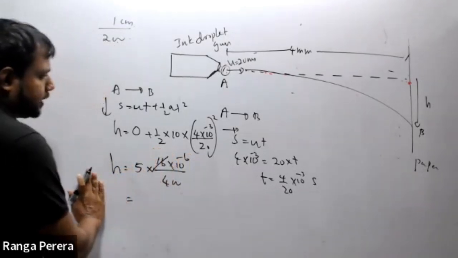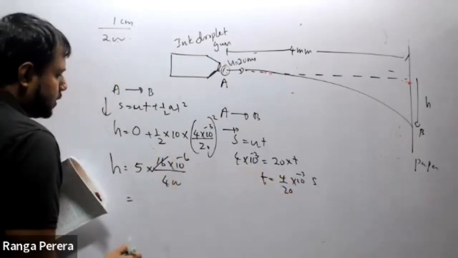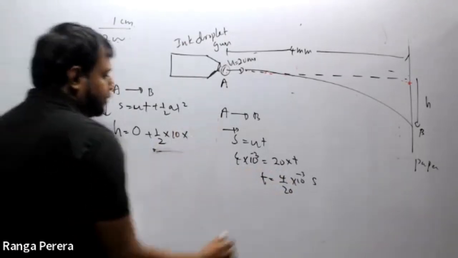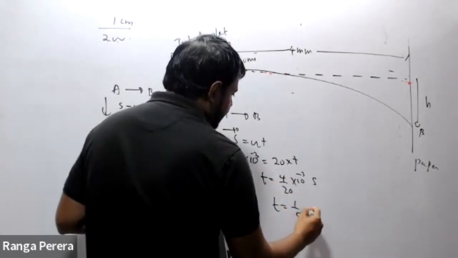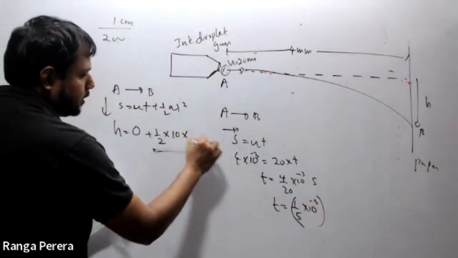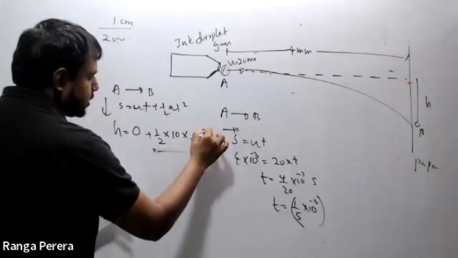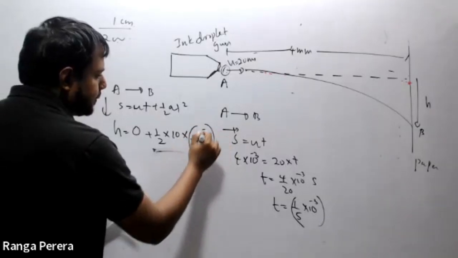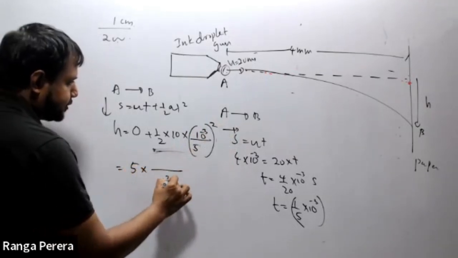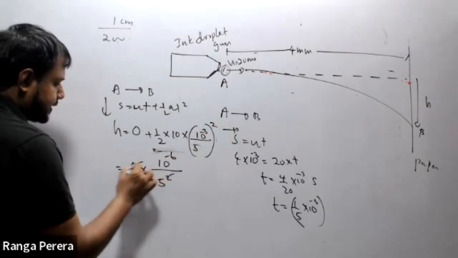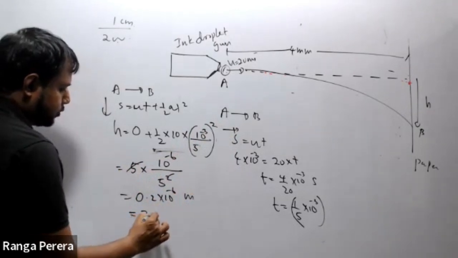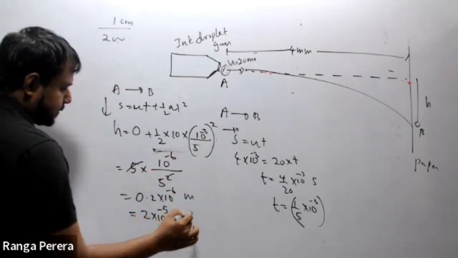We can simplify further. Okay, fine. This is 4. Now we simplify further. T equals 5 times 10 to the power minus 3. Now simplify. 5 times 10 to the power minus 3 squared. 5 squared, 10 to the power minus 6. It's cancelled. 0.2 times 10 to the power minus 6 meter, which is 2 times 10 to the power minus 7 meter.